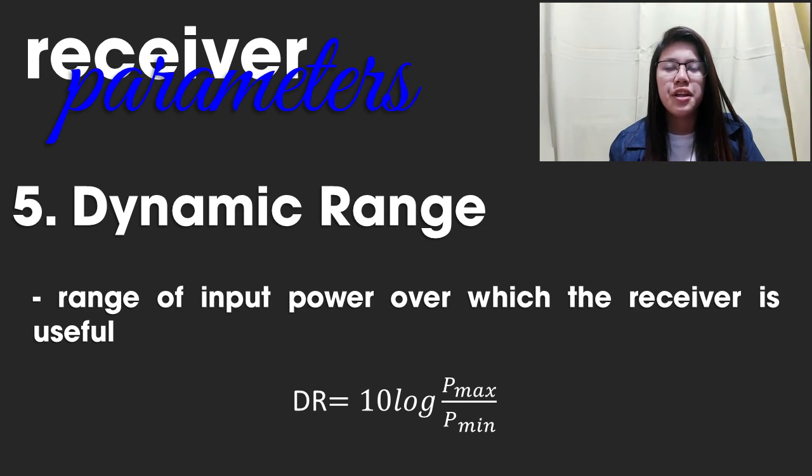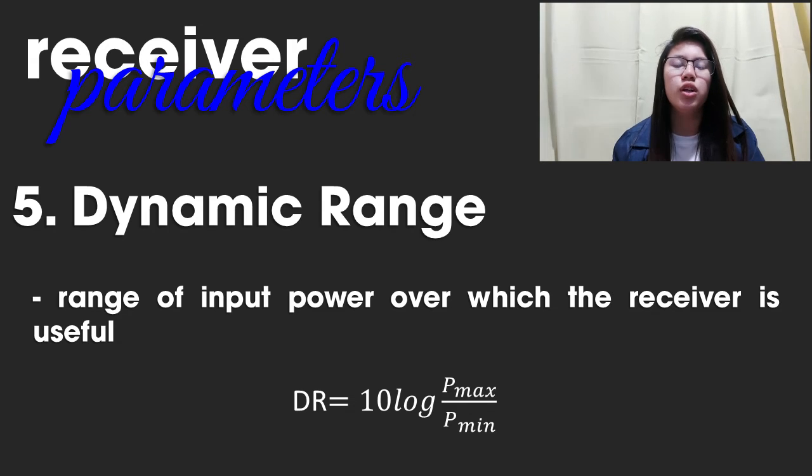Fifth is dynamic range. The dynamic range in the receiver is defined as the difference in decibel between the minimum input level necessary to discern a signal and the input level that will overdrive the receiver and produce distortion. In simple terms, dynamic range is the input power range over which the receiver is useful. It is given by the equation DR equals 10 log of Pmax over Pmin.